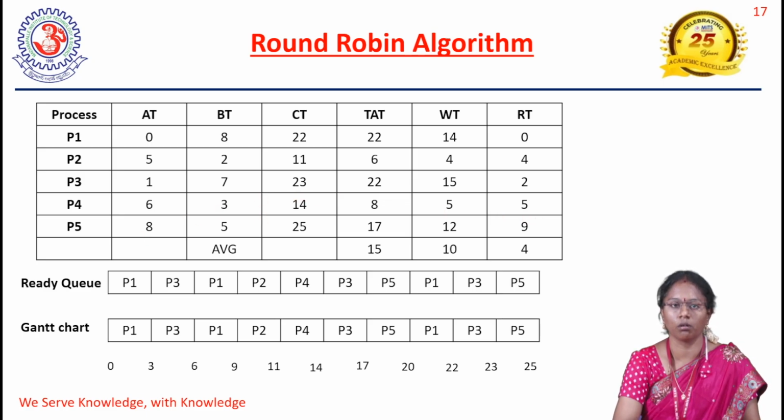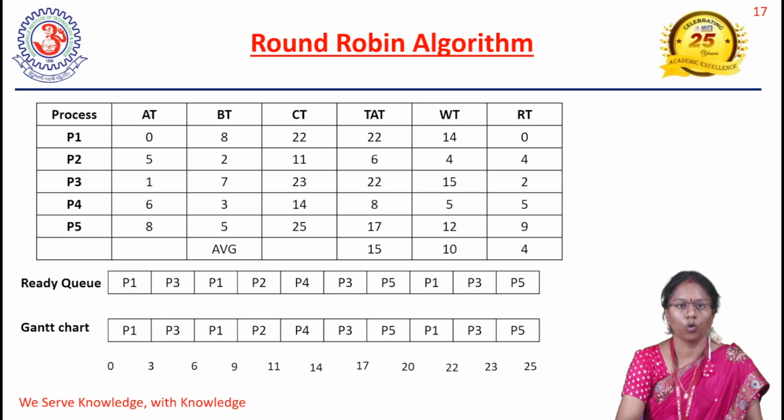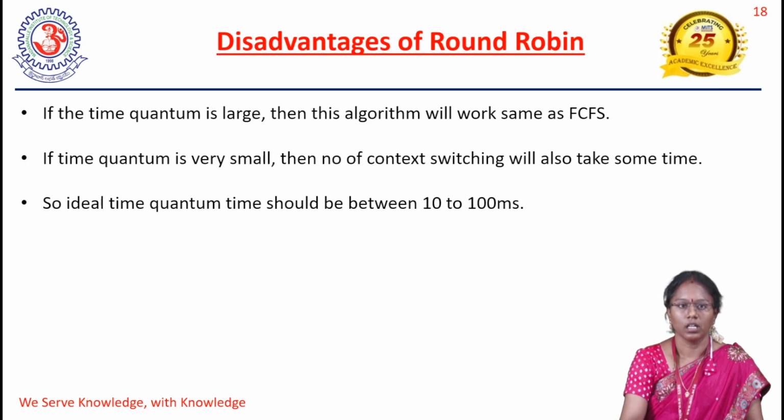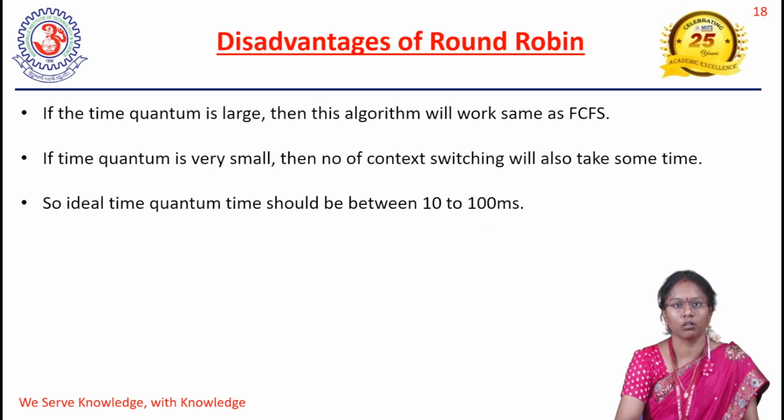This is the round robin algorithm. Based on the time quantum, this algorithm works. The disadvantage is that if the time quantum is large, it resembles first come first serve. So the time quantum should be small. But if it is very small, the number of context switches will be more, and it will also take some time. So the time quantum should be not too small and not too large, about 10 to 100 milliseconds. So this is one disadvantage of the round robin algorithm.